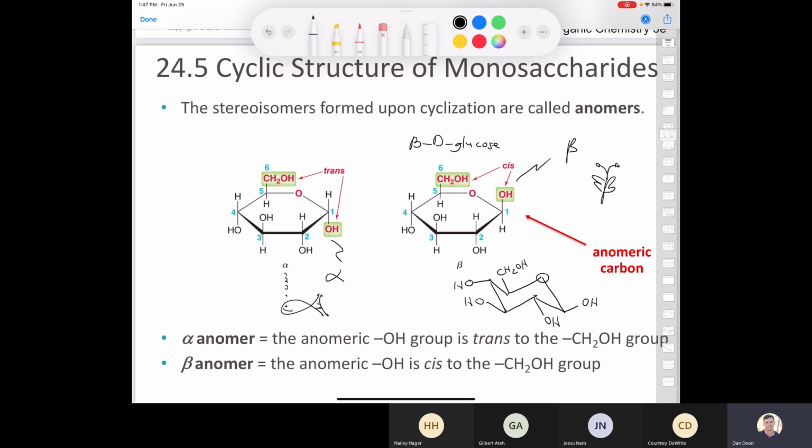And so what's cool about beta D-glucose is that every single substituent, even the hydroxyl at the anomeric carbon, is equatorial, which is kind of cool. And that's why glucose is the most abundant carbohydrate. It's because all the hydroxyls are equatorial, except in alpha D-glucose, in which case this hydroxyl would be pointing down. So, kind of cool.